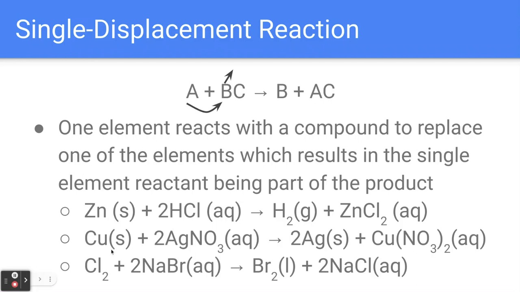Here we've got copper coming in and kicking out silver. So now we get silver all on its own, and then we've got that copper nitrate as the compound. And lastly, we've got chlorine gas coming in and kicking out bromine. And that bromine's going to now be in its elemental form, and we're going to get salt, sodium chloride, out of it.